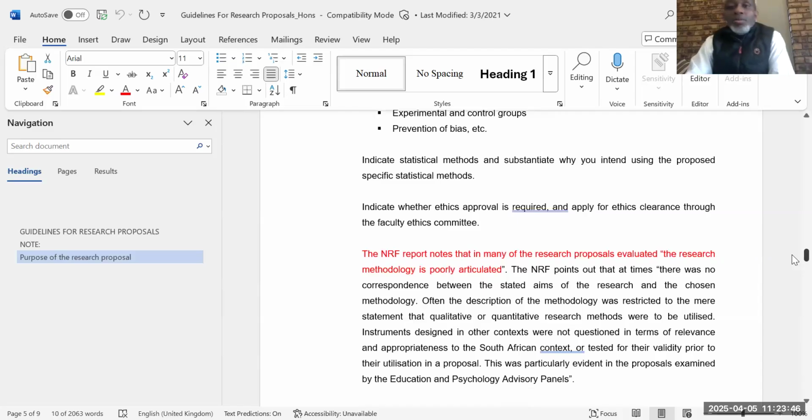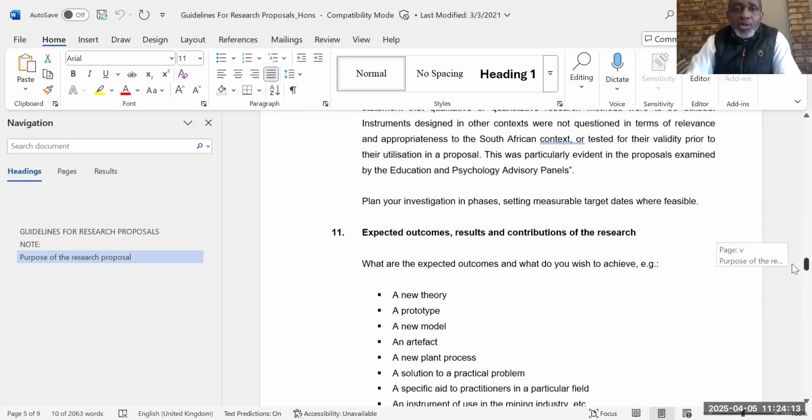If it's poorly articulated, the chance of your proposal being successful is quite low. The National Research Foundation, which we use as a guide in this, shows that this is one key area that often makes student proposals not fly through. Then obviously, expected outcomes, the results, and contribution to knowledge.